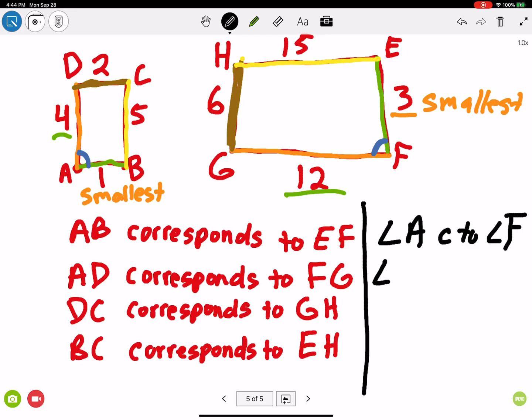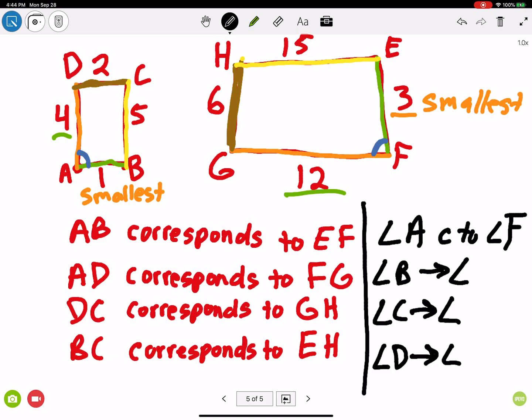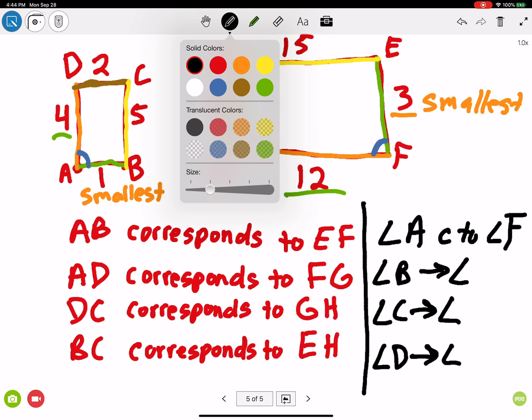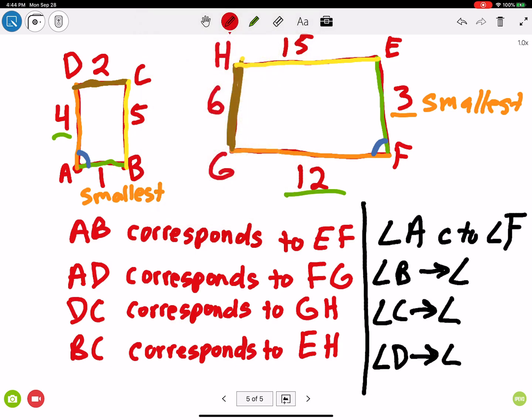Let's just finish this off. What about angle B, angle C, and angle D? What does angle B correspond to, C correspond to, and D correspond to? I'm just going to do arrows now. B corresponds to what? Let's use red. B has the smallest and the largest sides, which is right here. So it's angle E. What about C and D?